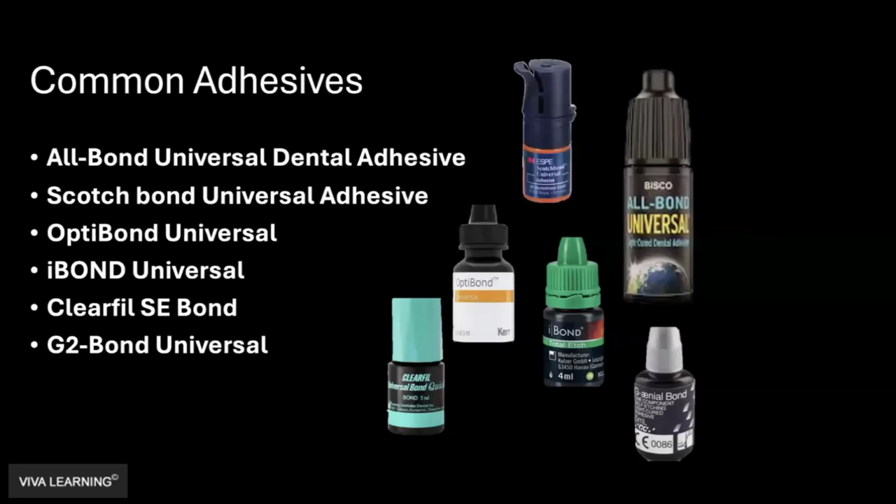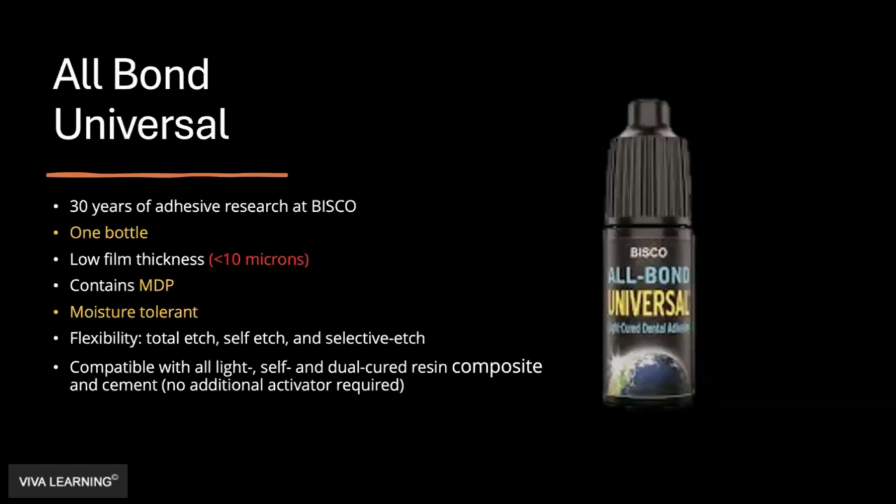I will tell you what I use, what works in my hands, and I will tell you why I use it and why it works in my hands. I've done a lot of research about adhesives. I use Bond Universal, and there are many, many reasons why. If you use it one time, you're going to be hooked into it. In my opinion, it is one of the best adhesives out there, at least one of the most convenient ones. It's got 30 years of experience at Bisco. Bisco is the one that makes Bond Universal.